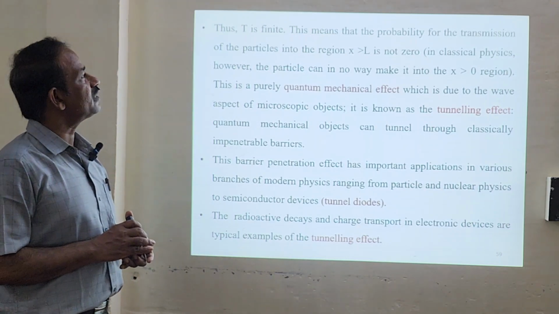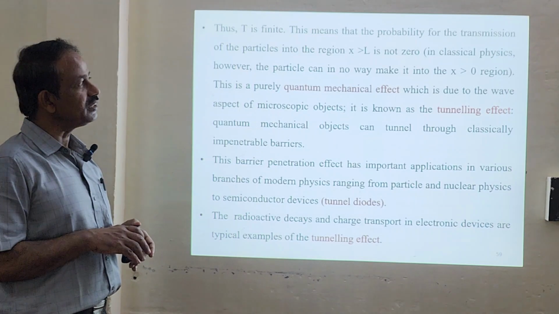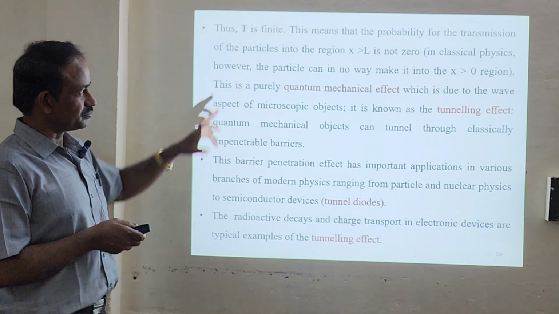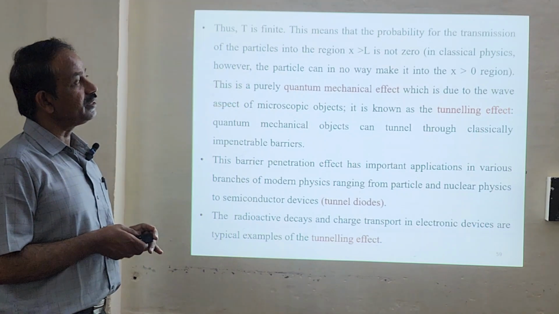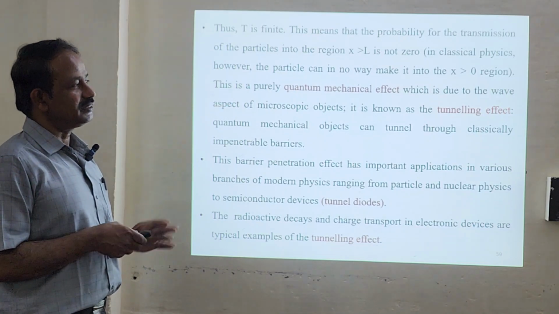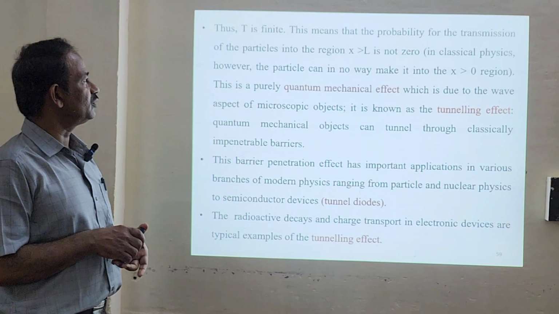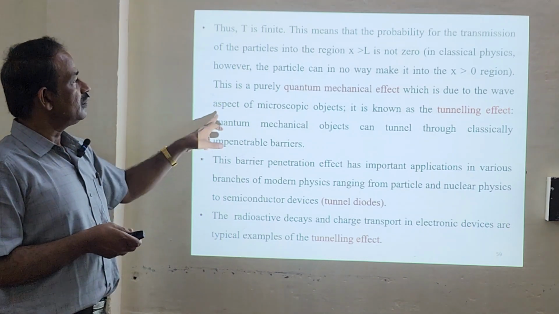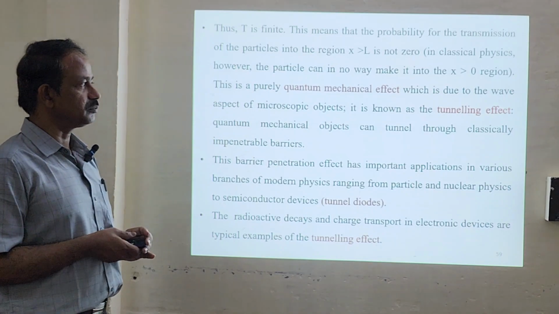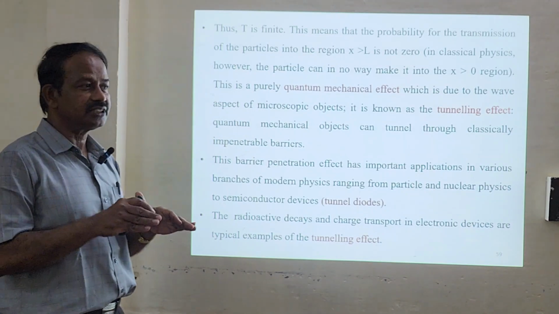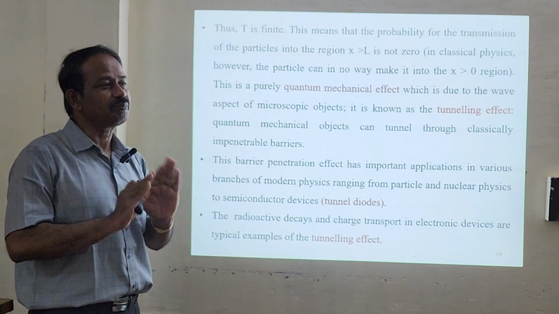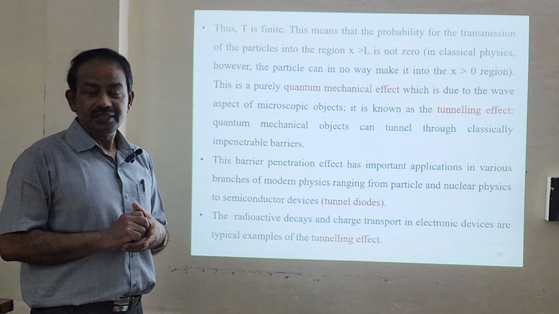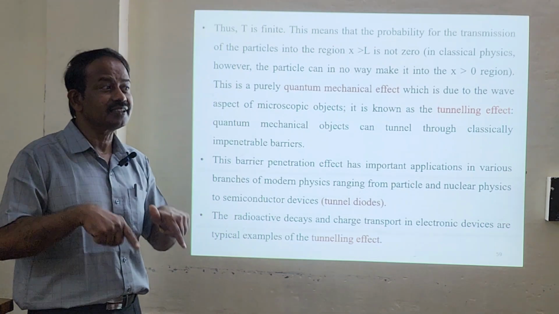This means that the probability for transmission of the particles into the region x greater than L is not 0, as in classical physics. However, the particle can in no way make it to the region x greater than 0 in this region. So this is a purely quantum mechanical effect, which is due to the wave aspect of microscopic objects. All microscopic objects will tunnel through the barrier, unlike in classical physics, even though the kinetic energy is less than the potential energy.